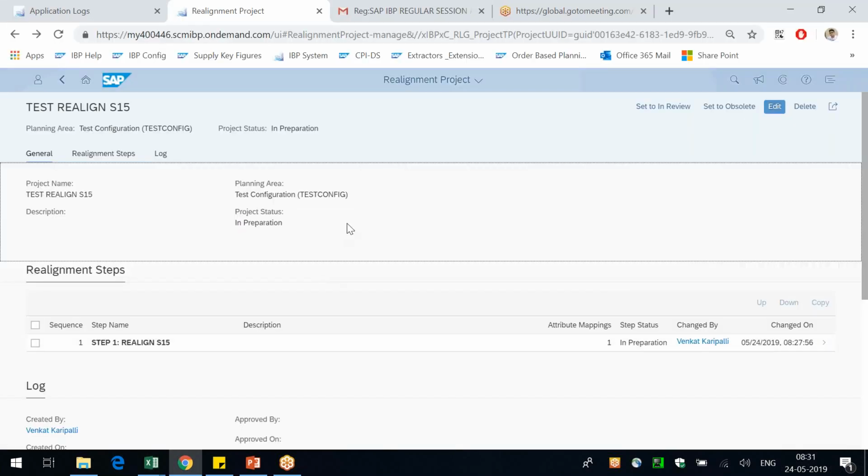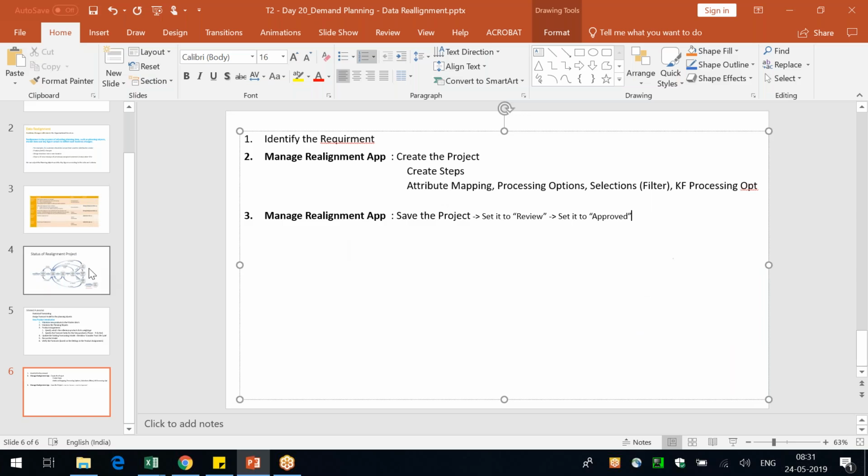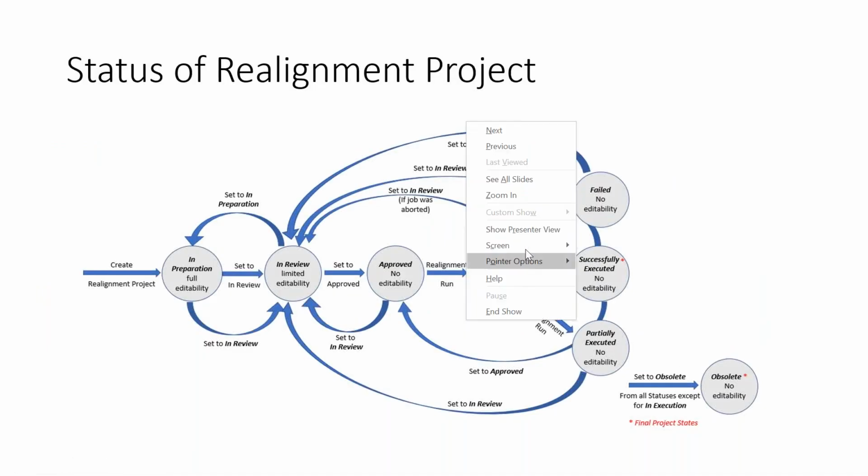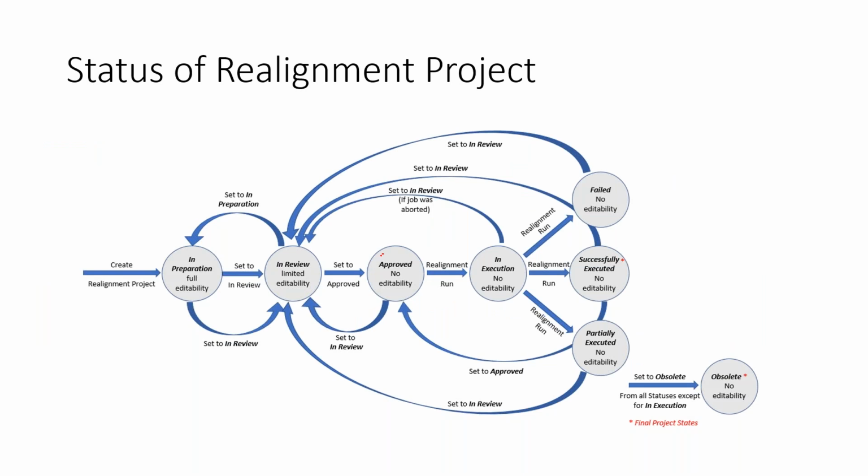So the thing is, what is the importance of status? I was assuming that if it is not approved, based on this fancy diagram here, once it is approved, it becomes non-editable. That's fine. Then you can give it a run, and then it would be in execution, and then it might pass or fail or partially pass, etc.